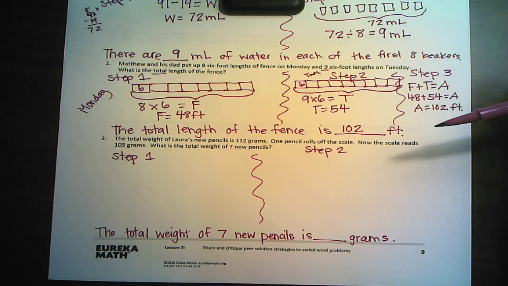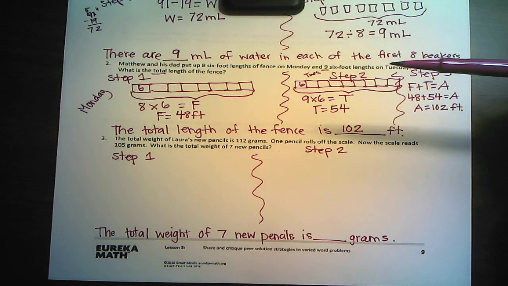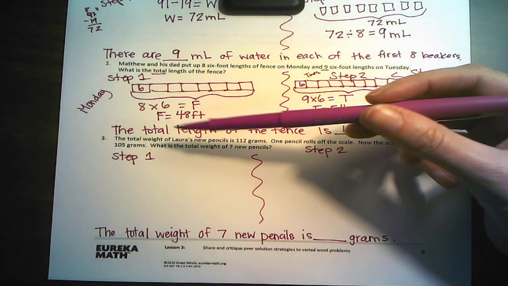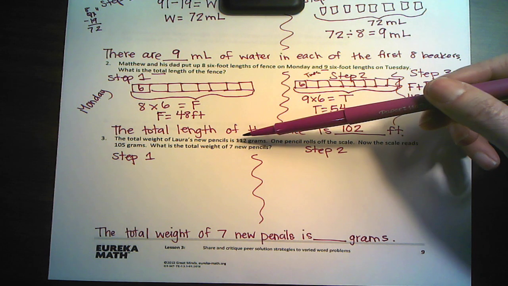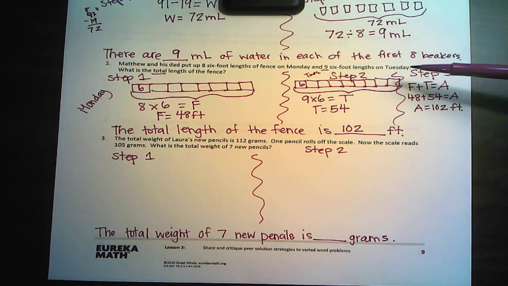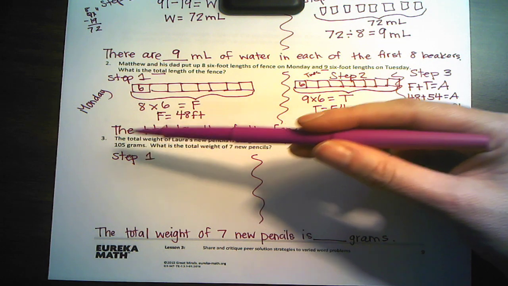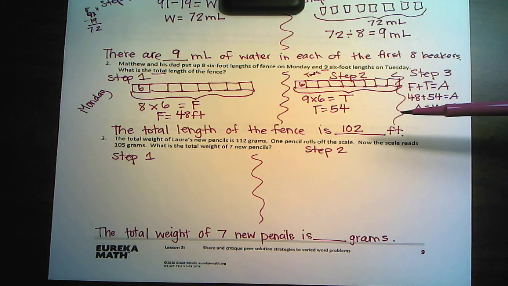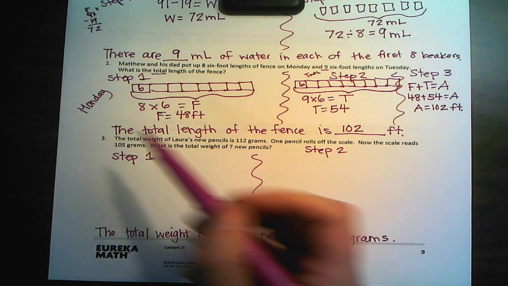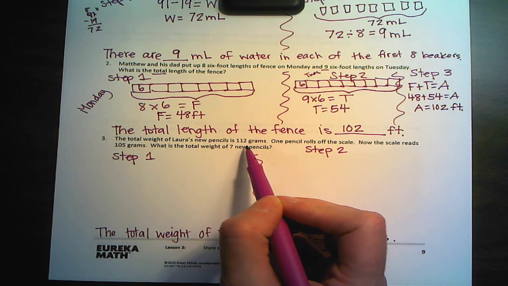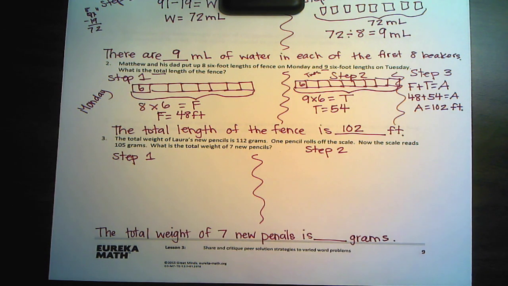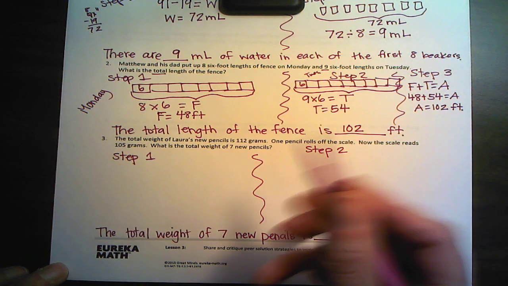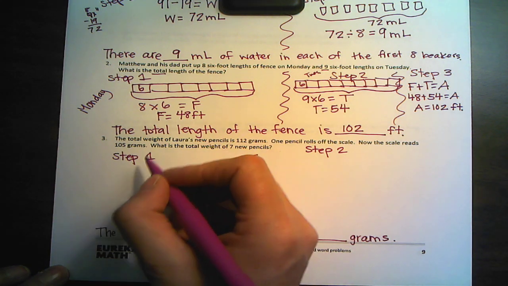Does it tell us how many pencils she has? It does not. What it does tell us is that she's got all these pencils, undisclosed amount, and that all together, they weigh 112 grams. One pencil rolls off. Now the scale reads 105 grams. That tells me something right there. That tells me that if I take away 105 from 112, I will know how much one pencil weighs, right? Because only one pencil fell off the scale. So let us do that. Let's do that for our first step.